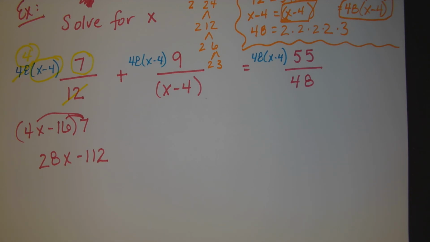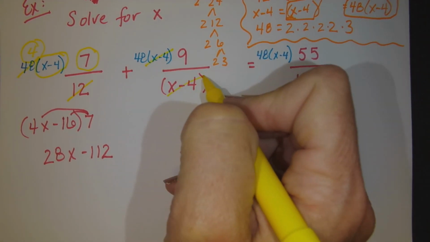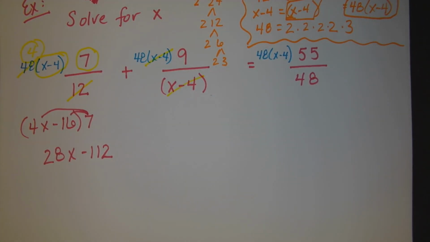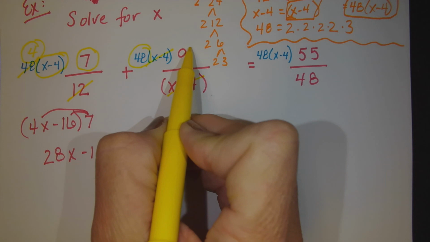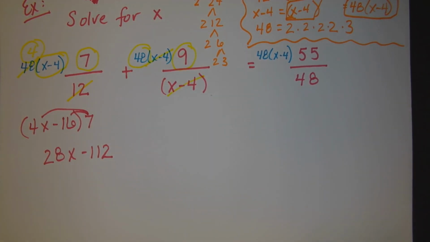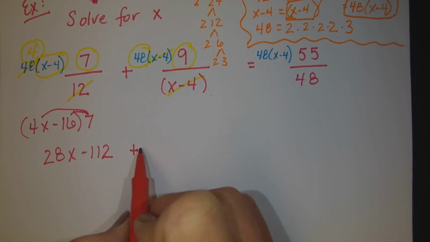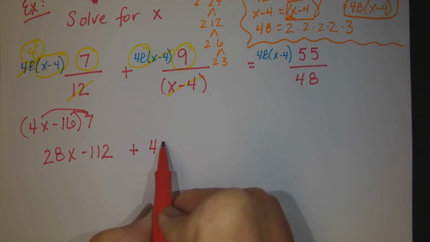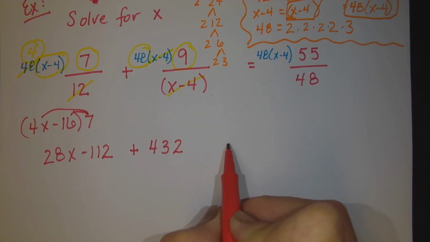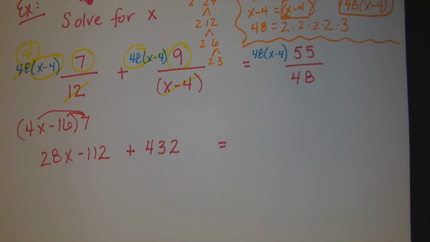Look at the second one. What cancels? This is the fun part. X minus 4. Say goodbye. Goodbye. What is left? 48 times 9 is what? Anybody got it? Good.